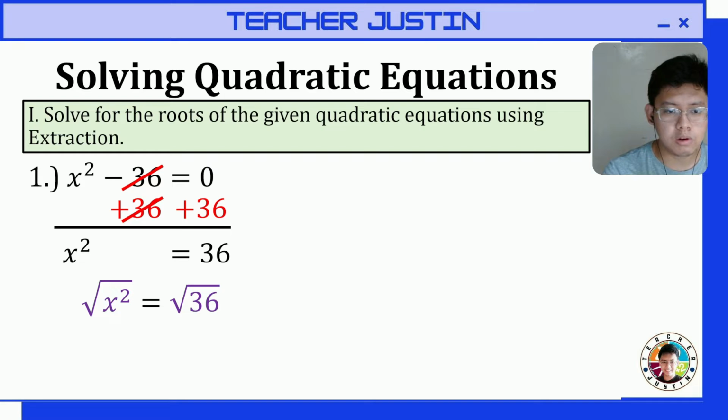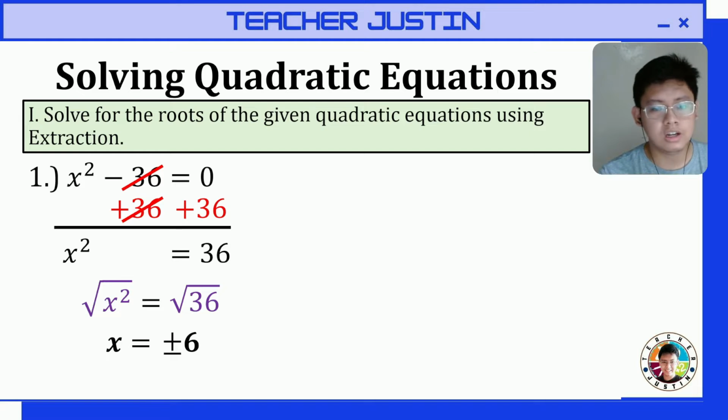So, getting the square root of both sides, the square root of x squared is x, and the square root of 36 will be positive negative 6. So, take note, if we use the square root property wherein kinuha natin yung square root of both sides of the equation, we have to get both positive and negative roots. Kaya siya merong plus and minus na symbol.